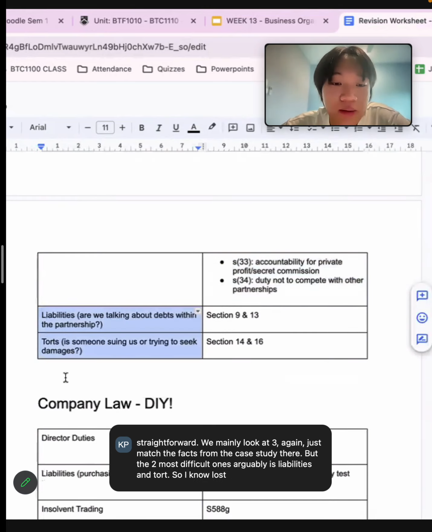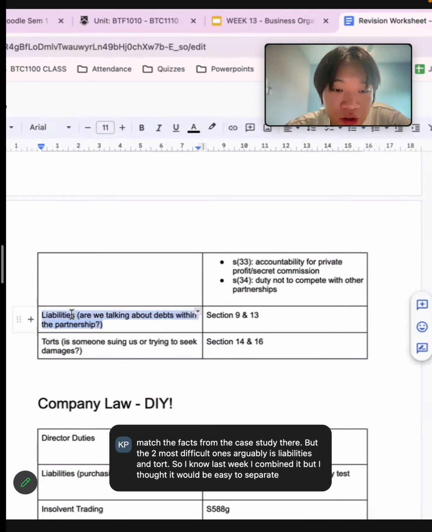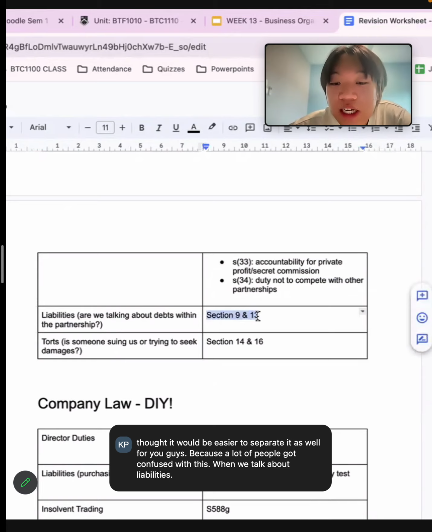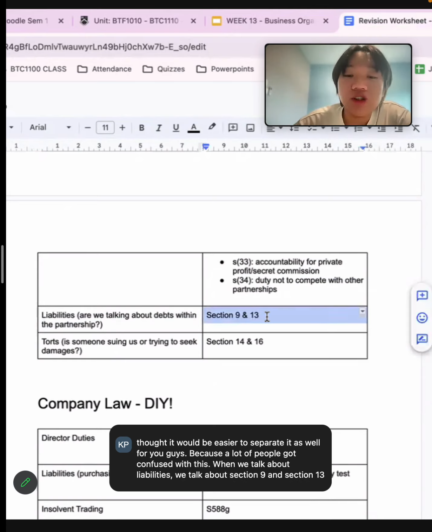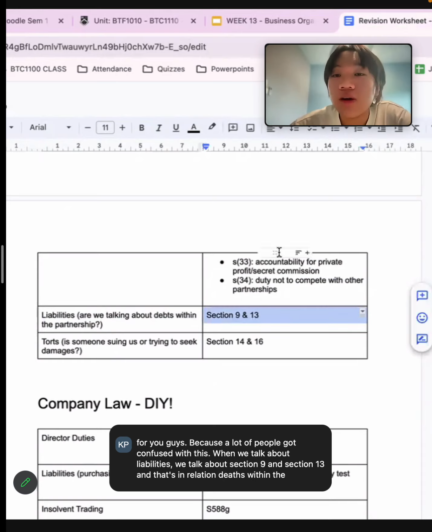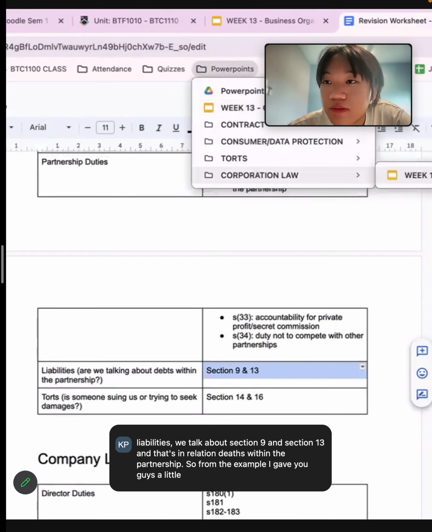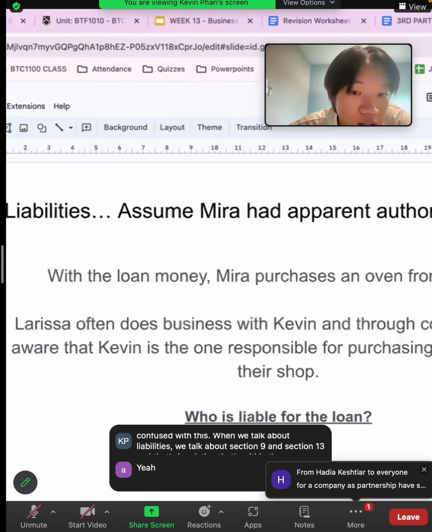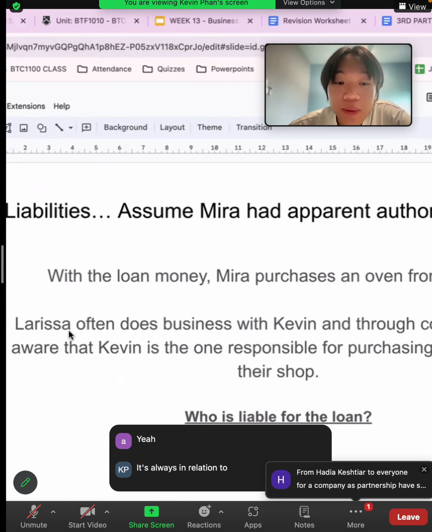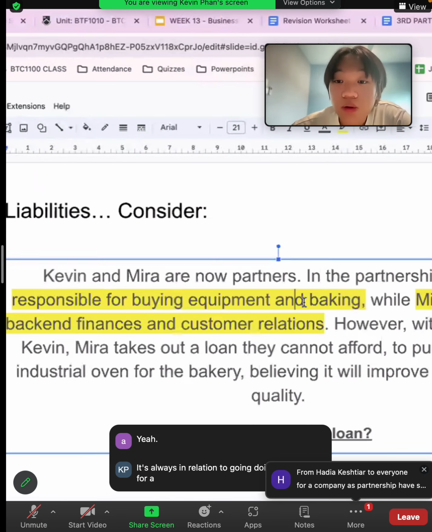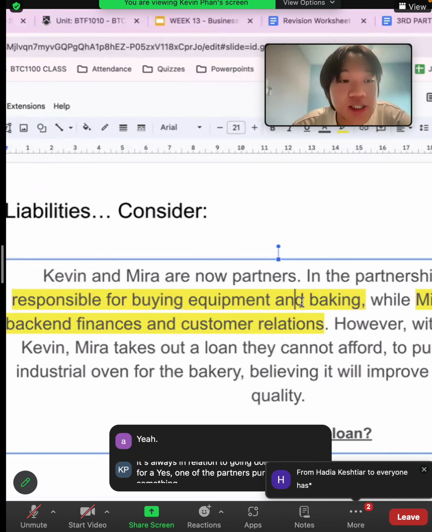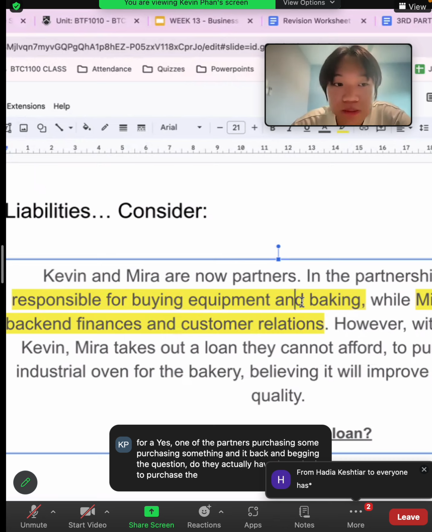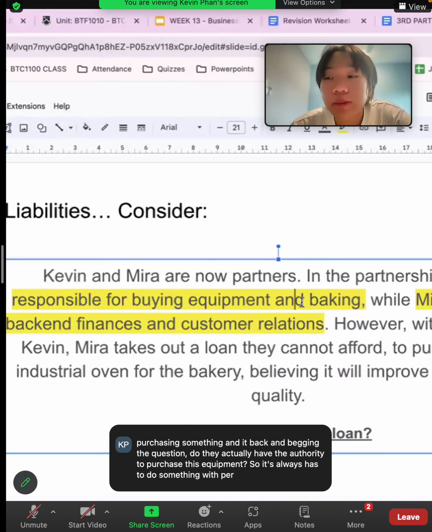So I know last week I combined it, but I thought it would be easier to separate it for you guys, because a lot of people got confused with this. When we talk about liabilities, we talk about section 9 and section 13, and that's in relation to debts within the partnership. So from the example I gave you guys last week, it's always in relation to doing something for one of the partners, purchasing something, and begging the question, do they actually have the authority to purchase this equipment? So it always has to do with purchasing something.